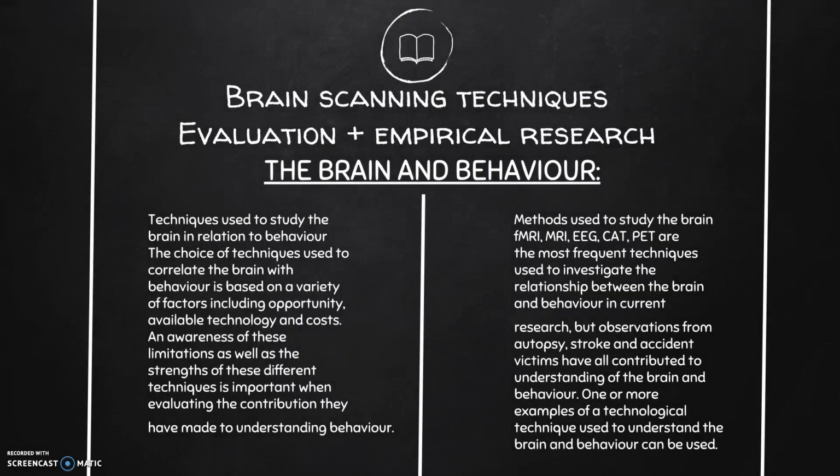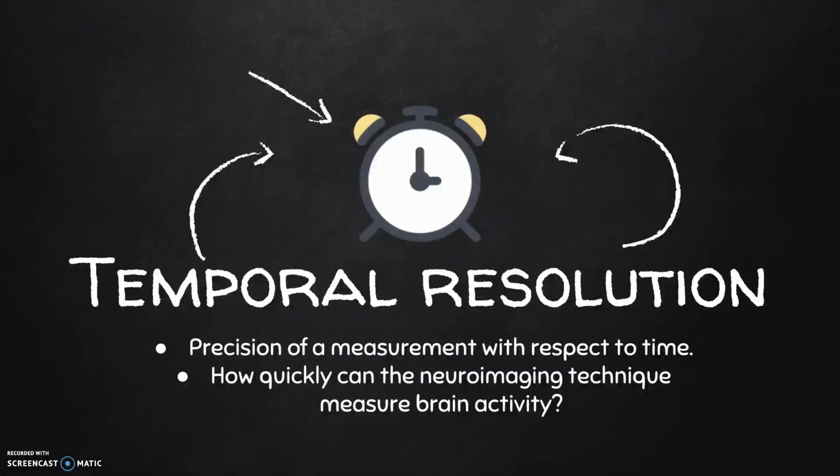As with anything in the IB, I think it's always important to refer back to the guide. What does the IB actually require us to know? This unit is called the brain and the behavior, and I recommend that you pause right now and read through it before we get started. We're going to look at brain scanning techniques, some evaluation, as well as empirical research.